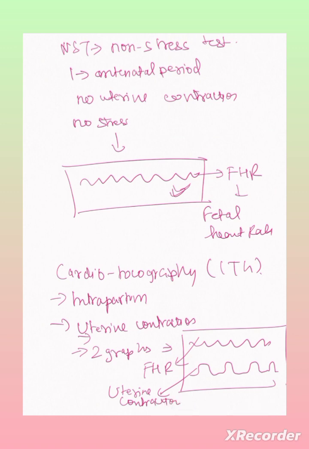So in your image based questions, when you get a strip, see whether you can see only the fetal heart rate or you can see fetal heart rate and uterine contractions. If you are seeing only fetal heart rate, that means it is a non-stress test. And if you are getting fetal heart rate and uterine contractions, two graphs, then it is a CTG graph. Have I made my point clear? First we are going to talk about NST, the non-stress test.